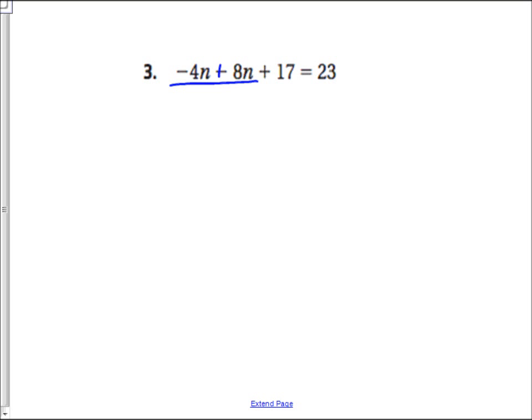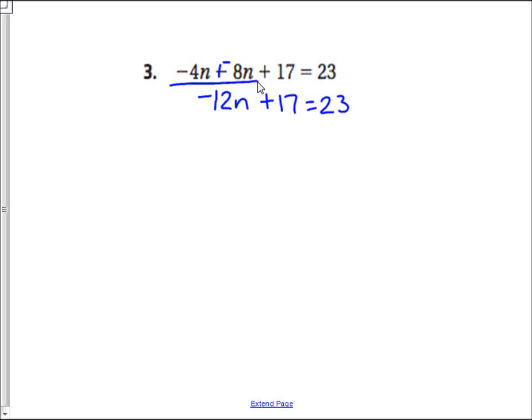If I do add the opposite, this might make it a little bit easier. Negative 4n plus negative 8n. So I have all negative n's, and I have 12 of them. And then I can copy down the rest of my problem. Now I have addition, and I have multiplication to undo.